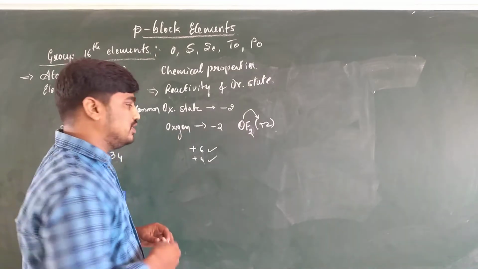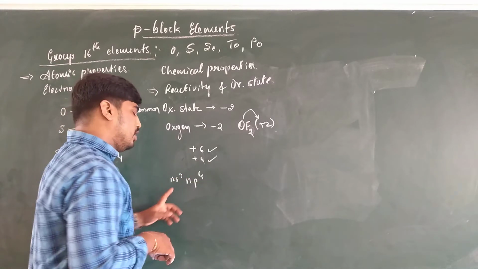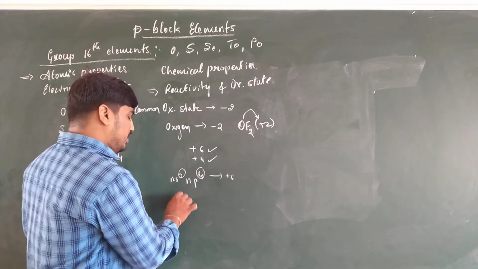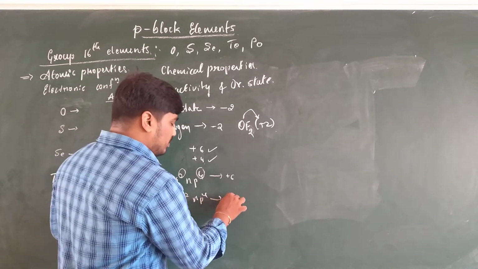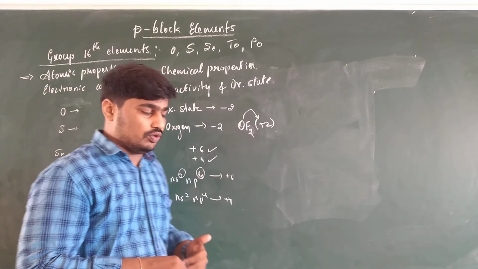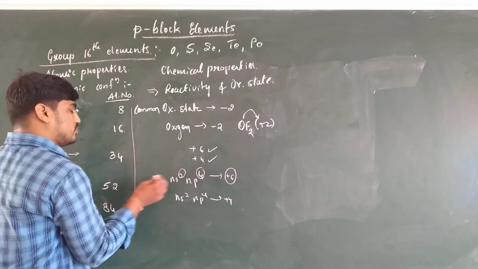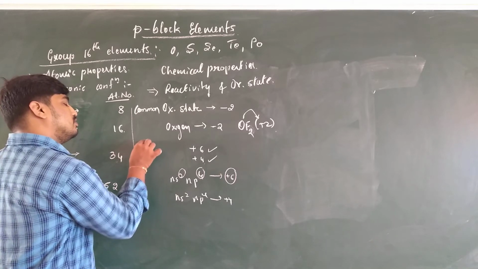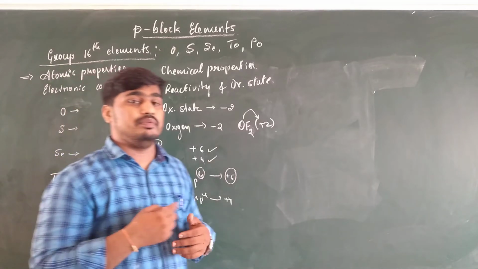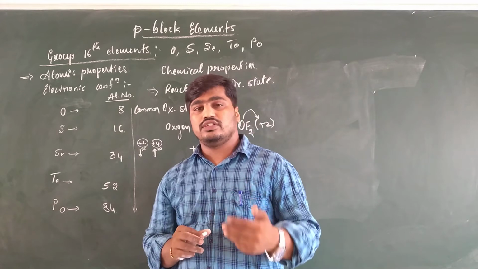What is the meaning of the plus 6 oxidation state? The common electronic configuration is ns2 np4, correct? When it loses all 6 electrons, it becomes plus 6. When it loses only 4 electrons, it becomes plus 4. When we move down the group, clearly observe that the possibility of the plus 6 oxidation state decreases, and the plus 4 oxidation state increases in stability.